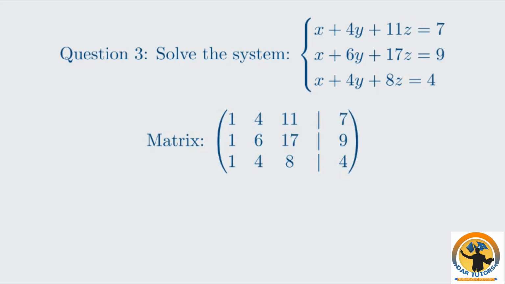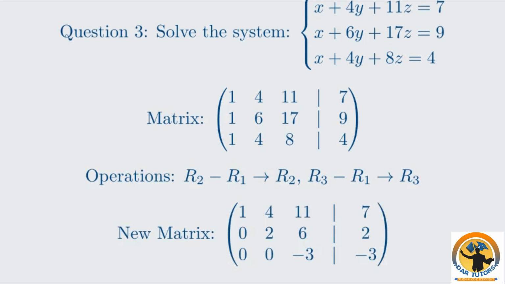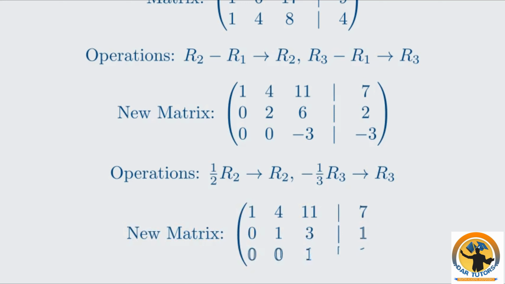First, we eliminate the x terms in the second and third rows. We perform R2 minus R1 arrow R2 and R3 minus R1 arrow R3. This gives us a new matrix. Now we can simplify the second and third rows. We perform 1/2 R2 arrow R2 and negative 1/3 R3 arrow R3. The matrix is now in row echelon form.